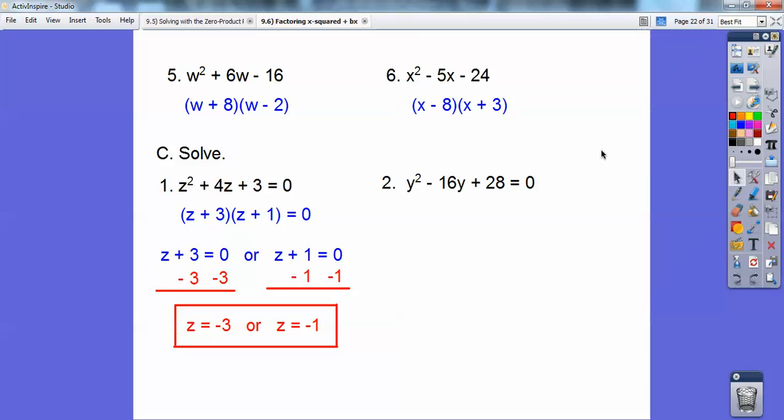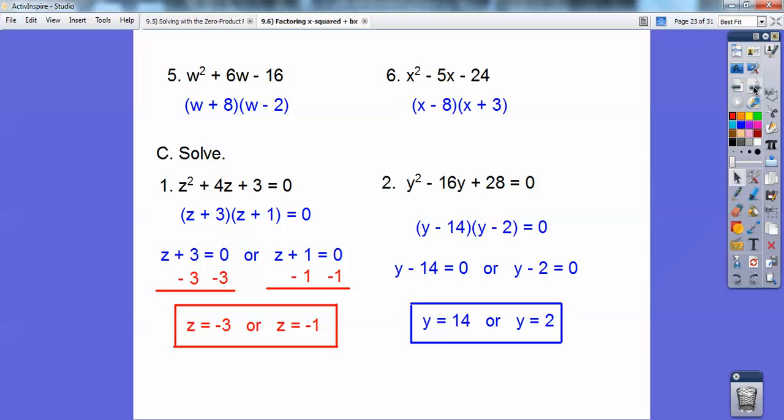Let's do this one. Factors of negative 28 that add to negative 16. I know a lot of you are thinking 7 and 4. Well, that only adds to 11. 14 and 2, also. So y minus 14, y minus 2, because it's negative 16. When I set each factor equal to 0, plus 14, plus 14, plus 2, plus 2, you get positive 14 or positive 2.